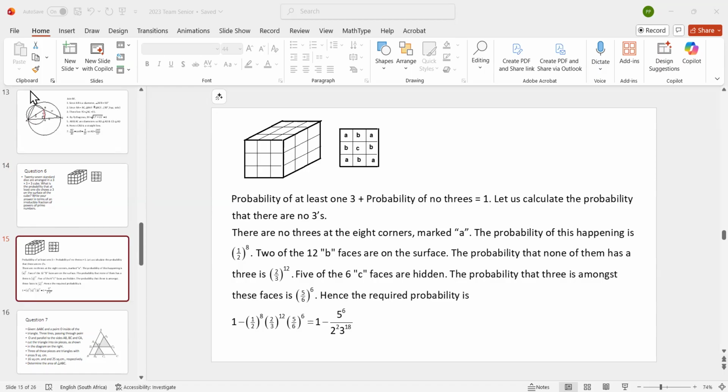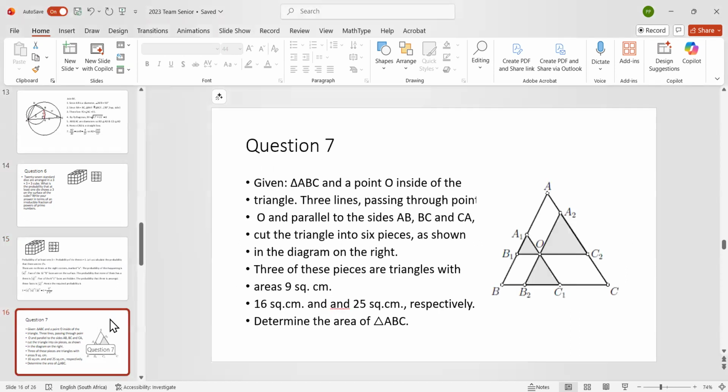We now move on to question 7. So here's question 7. Question 7 says, given a triangle ABC, 3 lines passing through the point O and parallel to the sides cut the triangle in 6 pieces. All right, so let's just have a look at which lines are parallel.